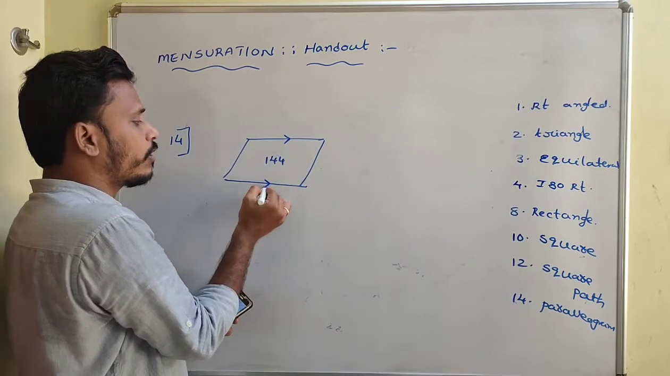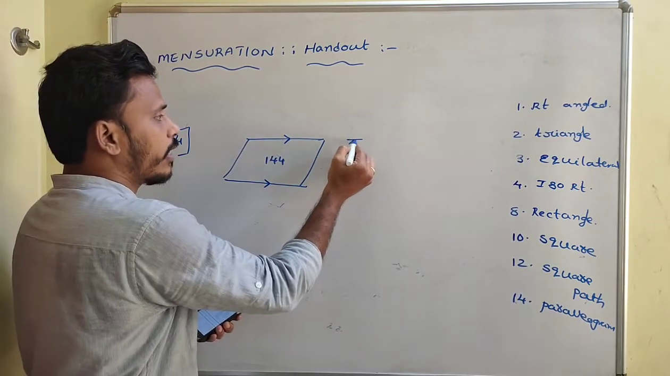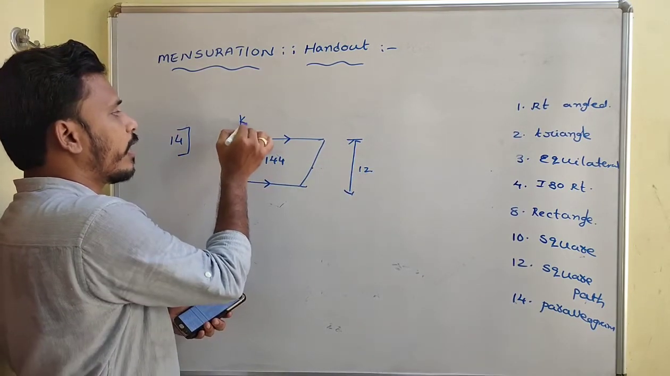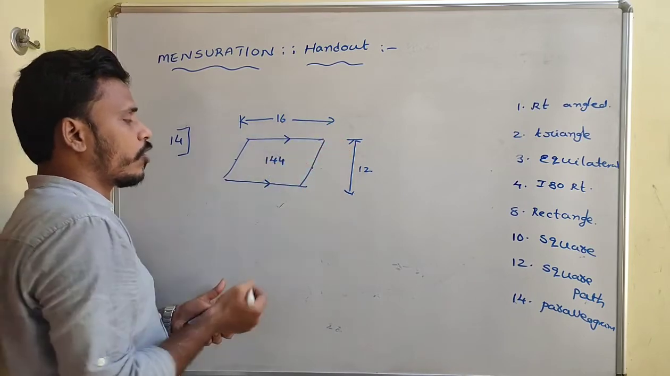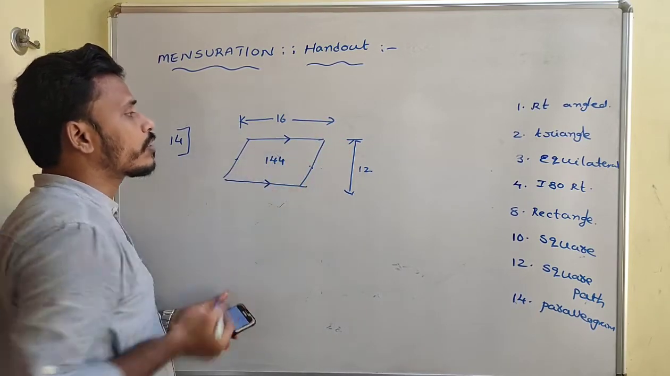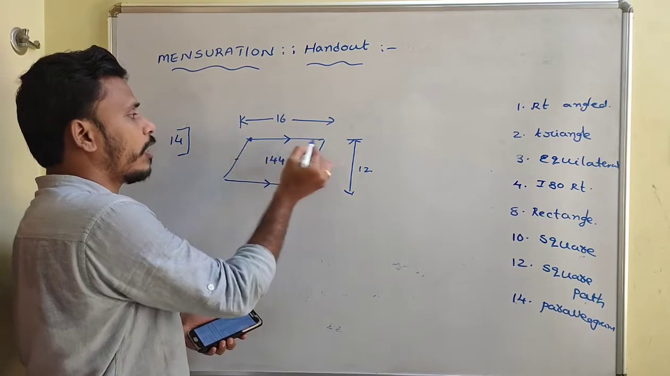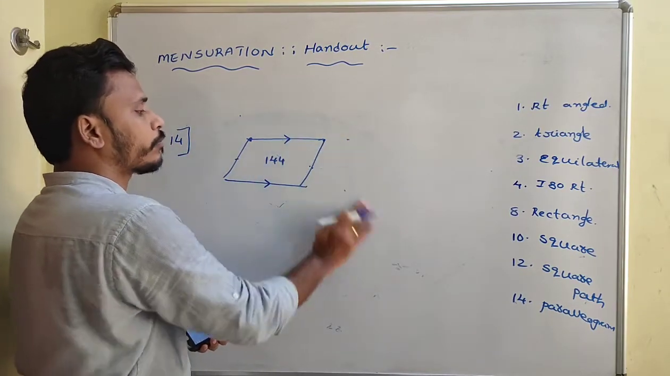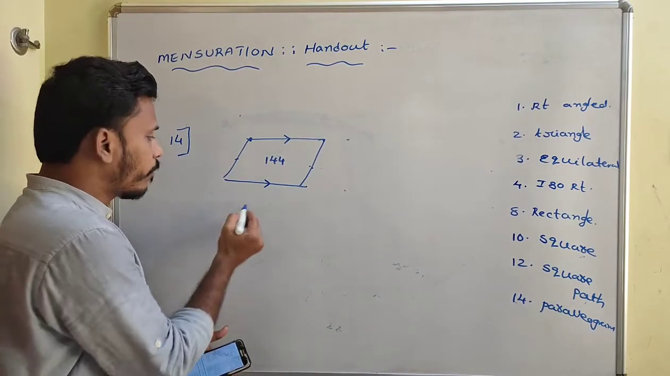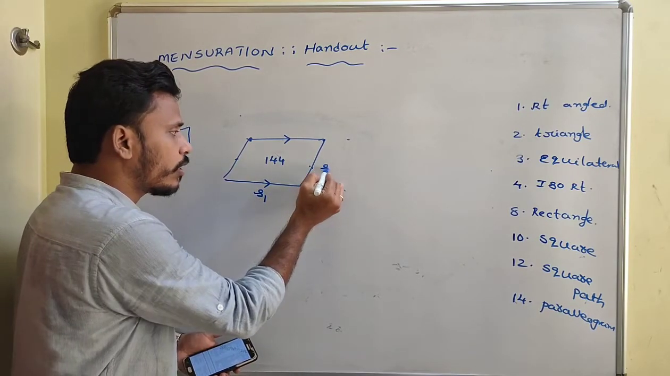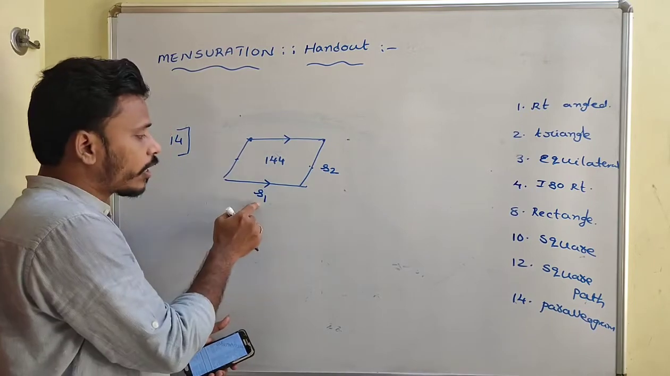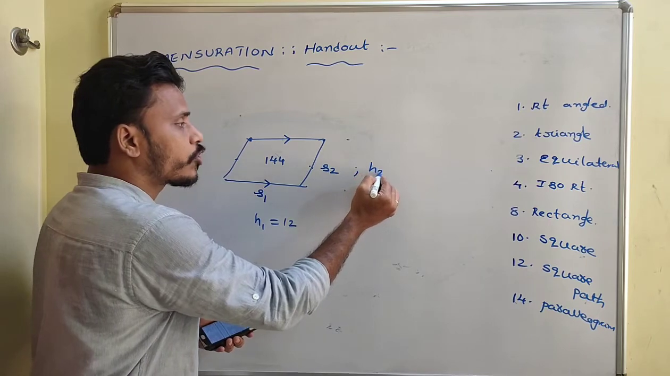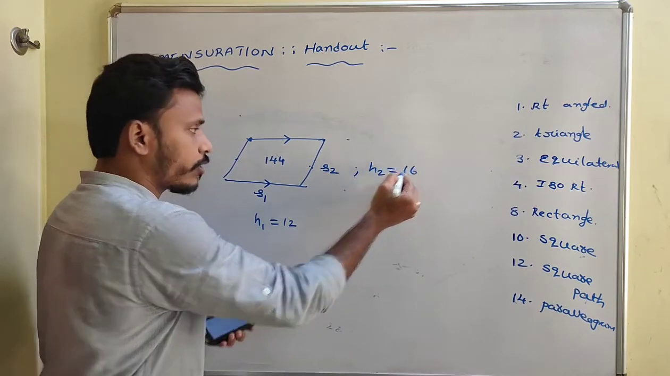Suppose you treat these two as parallel sides and consider this distance as 12, as well as these two are parallel and consider this distance as 16. The distance between these two is considered as 16, but not this particular length. So usually we will consider those as heights. For the parallelogram, consider this side S1, this side S2. Related to side S1, H1 is given as 12. Related to side S2, H2 is given as 16.